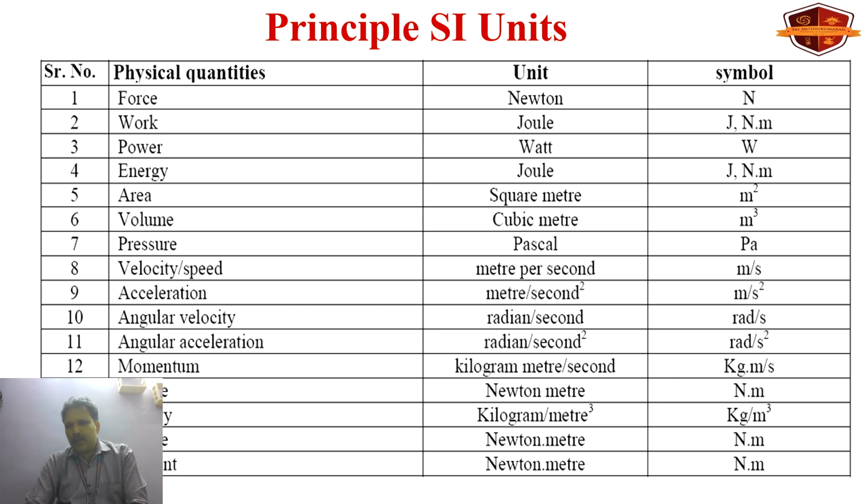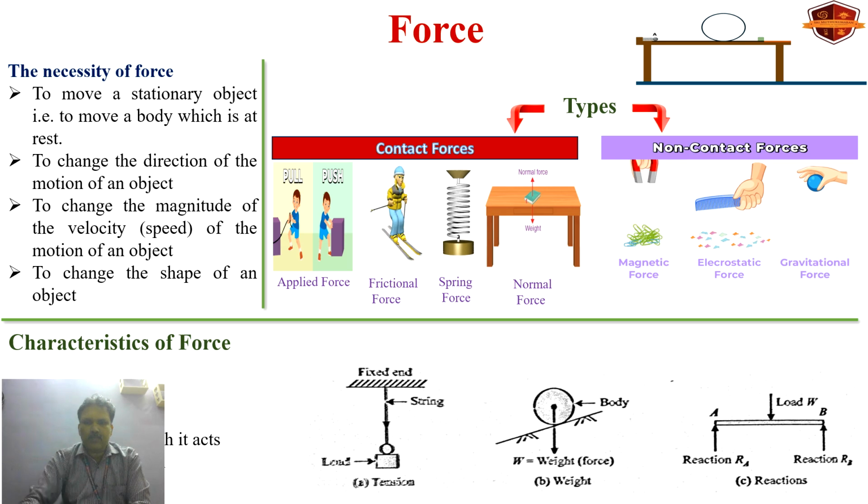Mostly pressure we will not use in the engineering mechanics. In fluid mechanics, one subject only, we will use this Pascal more. Velocity, meter per second. Acceleration, meter per second square. Angular velocity, radian per second. Angular acceleration, radian per second square. Momentum, kilogram meter per second. Torque, Newton meter. And density is very, very important, that is kg per meter cube. Couple is nothing but Newton meter. Couple moment, unit will be same, Newton meter will be used.